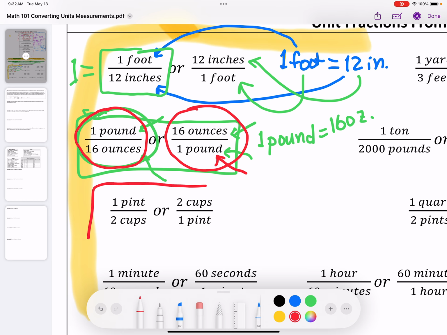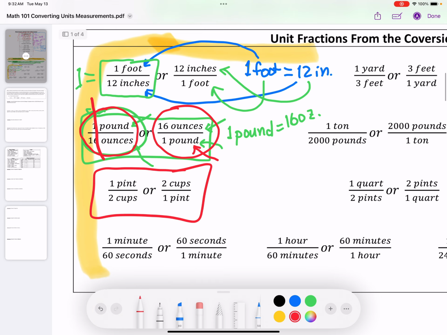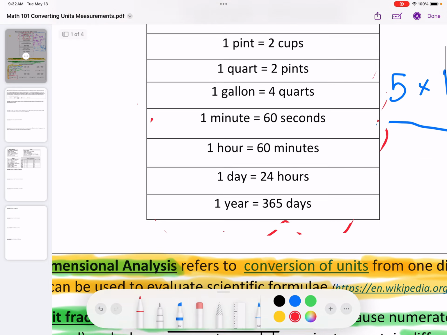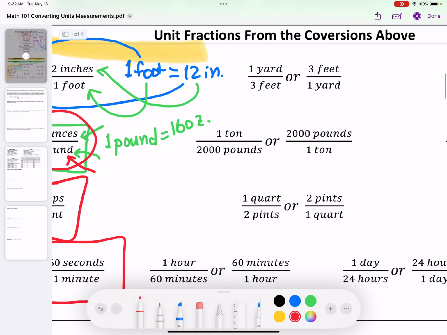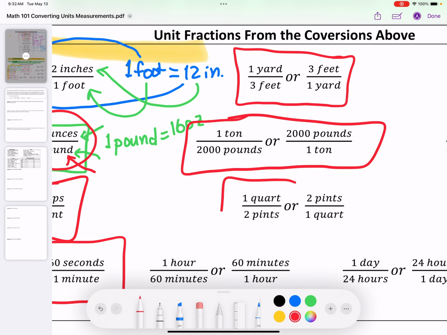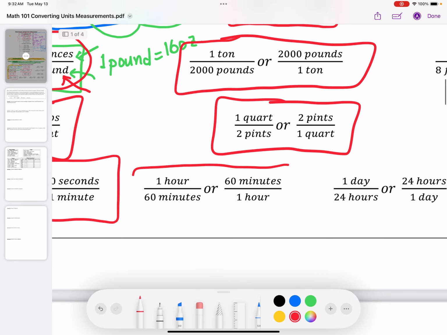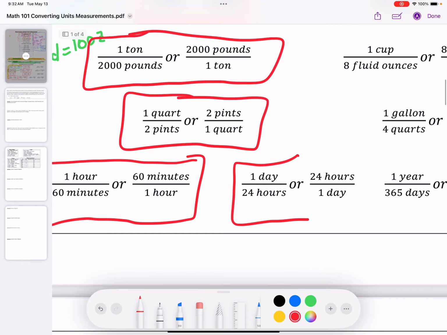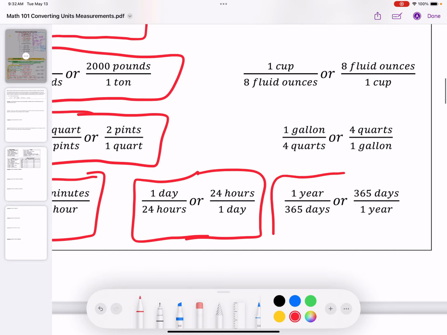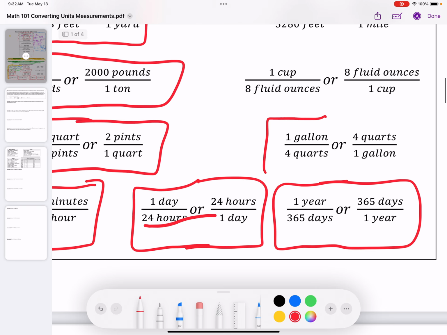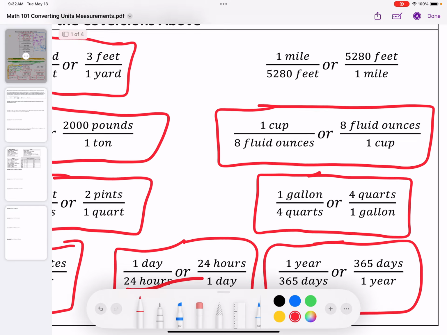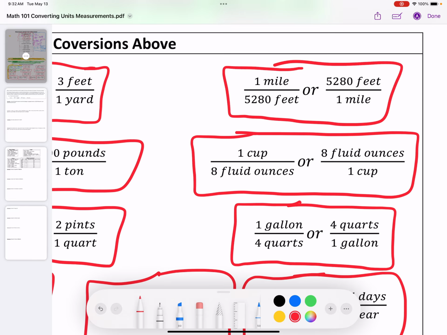Yeah, so that's all we did here. All these conversions that I'm boxing are just taking the conversions from the first page and making fractions out of them. And each of them can make two fractions. You can switch the numerator and denominator. They look different and more complicated, but it's exactly the same as what was on the previous page. We're just making fractions out of them now. So we have time at the bottom, days to years, hours to days, minutes to hours, etc. And here we have the volume conversions, gallons and quarts, cups and ounces, and all that good stuff. Miles, feet, lots of stuff.